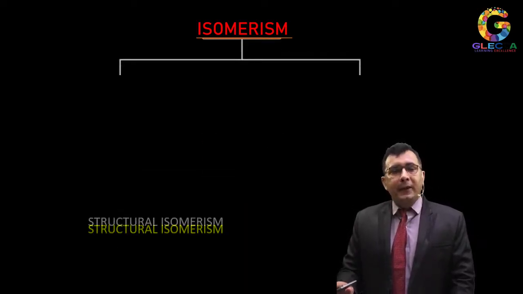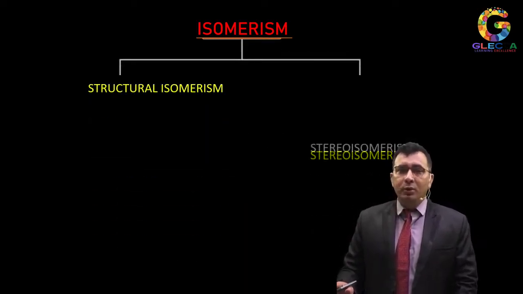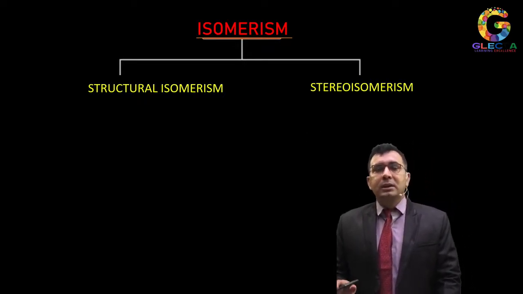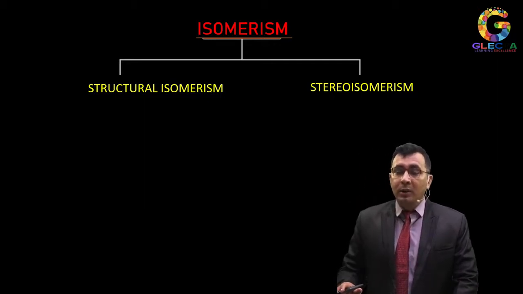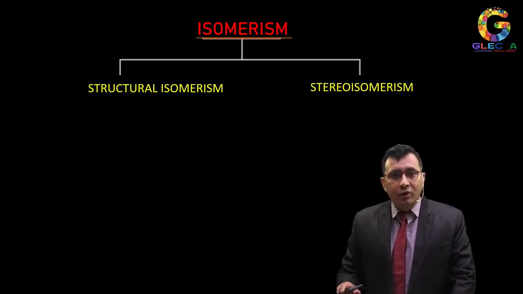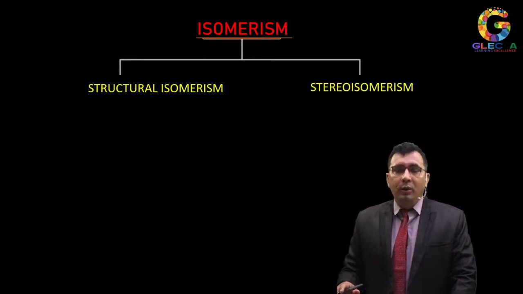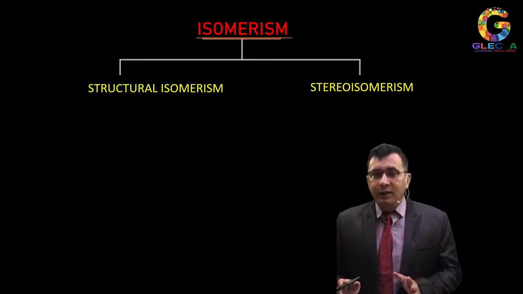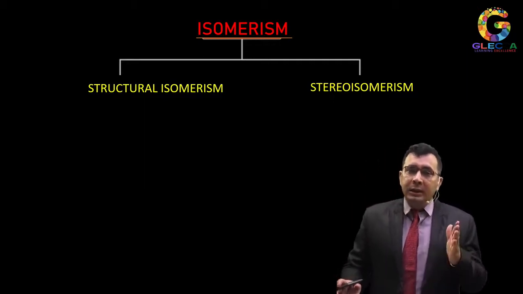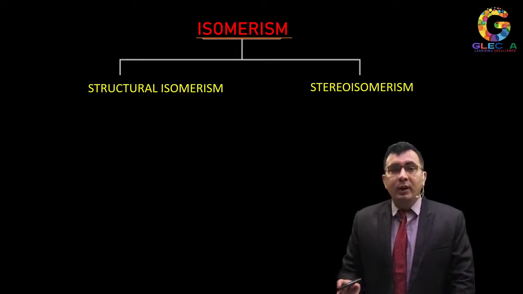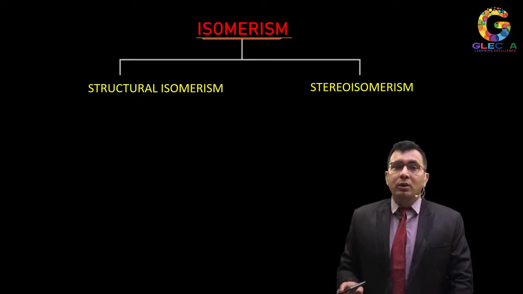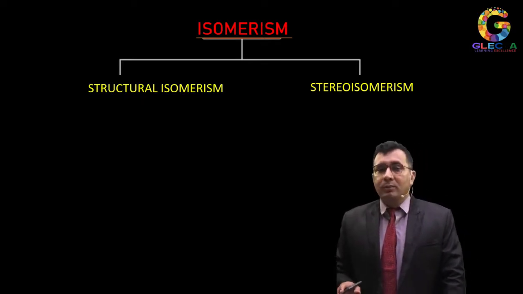One is structural isomerism, number 2 is stereoisomerism. Structural isomerism means compounds having the same molecular formula but different structure are known as structural isomers. And stereoisomers: compounds having the same molecular formula but a different arrangement of atoms, ions or molecules in 3D space are known as stereoisomers. In this lecture we will discuss structural isomerism.